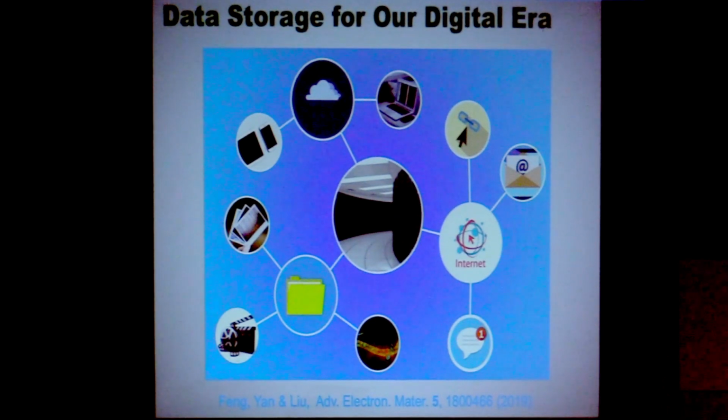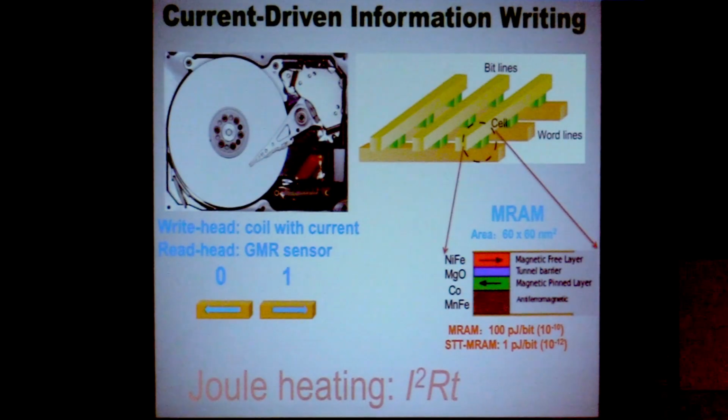But now, if you look at our hard disk, HDD, this mechanical hard disk, for the write head we use this coil with current. Of course, during information writing, you pass the current, and it generates lots of Joule heating in the coil. For reading, we use this GMR sensor. But now there are also the recently commercialized MRAM structures.